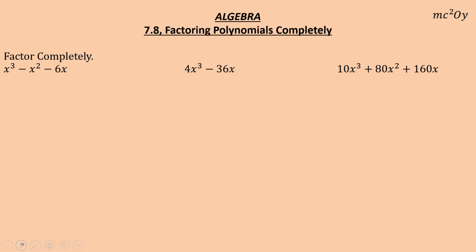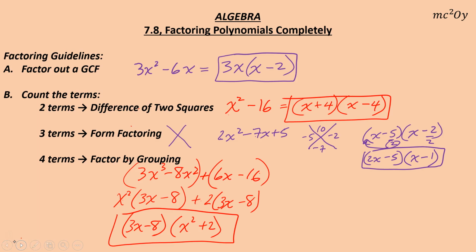Factor completely. All right. So first thing I do is always look for a greatest common factor. So does anything go into x cubed, x squared, and 6x? Okay. Well, looks like x does. X times what is x cubed? That's x squared. X times what's negative x squared? That's negative x. And x times what is negative 6x? That's negative 6.